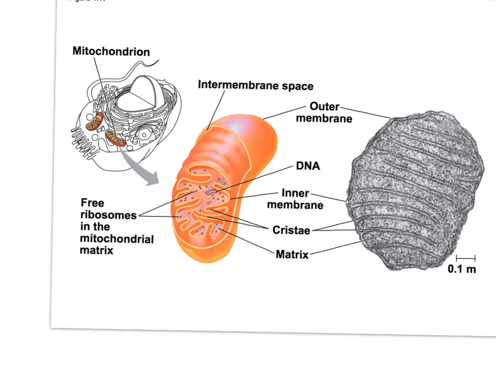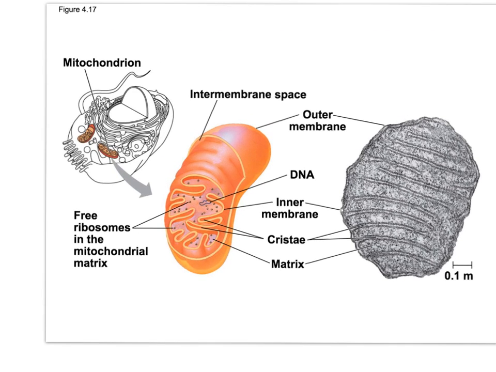So this is what it looks like again, right? Diagram, mitochondria. Here are the free ribosomes and DNA. That's right. Very reminiscent of prokaryotic cells and bacteria, which are free floating. Okay, and then this is the electron micrograph showing a mitochondria. Questions on that?